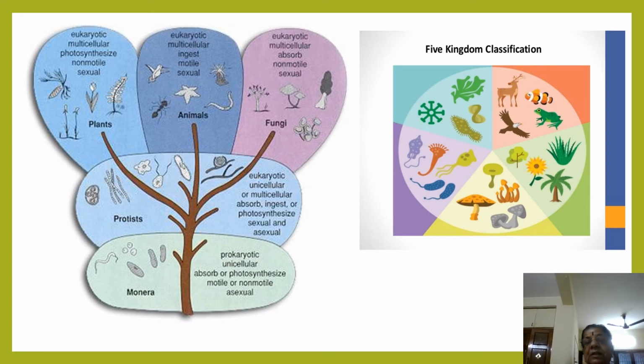Now what you are seeing in the video figure is the five kingdom classification, where organisms are classified into five kingdoms as Monera, Protista, Fungi, Plantae and Animalia. It was the scientist R.H. Whittaker in the year 1969 who proposed the five kingdom classification. What are they? Kingdom Monera, Kingdom Protista, Kingdom Fungi, Kingdom Plantae and Kingdom Animalia.